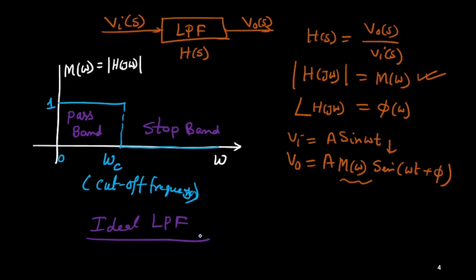It is the ideal characteristic. The magnitude should be 1 up to a certain frequency omega c. That omega c is called the cutoff frequency, and beyond omega c, the magnitude will be 0, and those frequencies cannot pass through the system. That's why we call it a low pass filter. Low frequency signals can easily pass through the system, and high frequency components will be rejected by this filter.